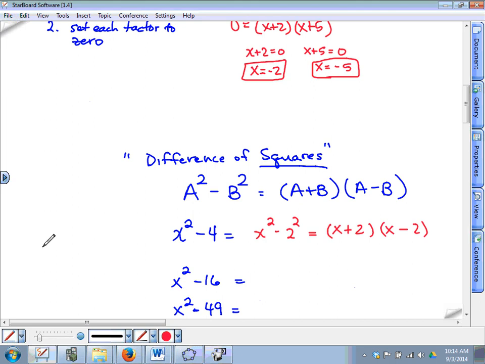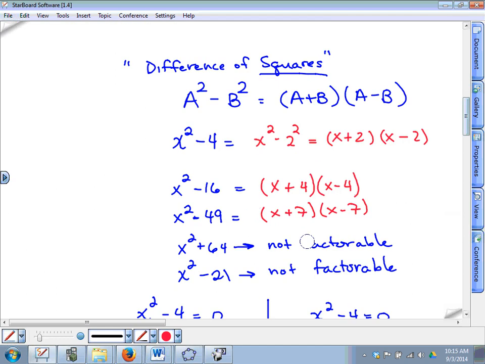X squared minus 16, what does that factor into? X plus 4, x minus 4. What about x squared minus 49? X plus 7, x minus 7. All right. What about this one?